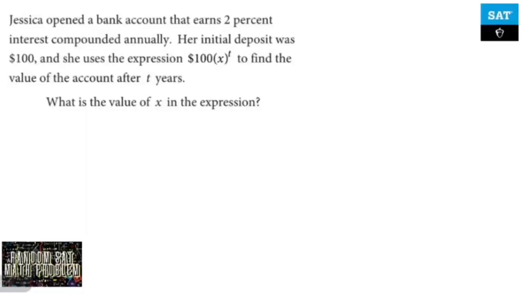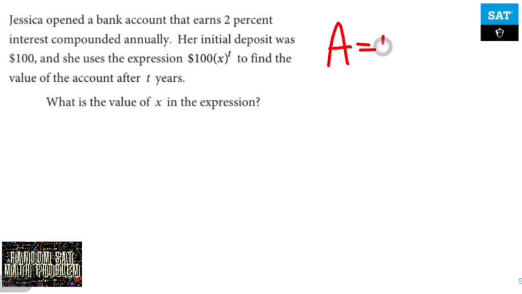Jessica opened a bank account that earns 2% interest compounded annually. Her initial deposit was $100, and she uses the expression 100 times x to the t to find the value of her account after 2 years. What value is t in this expression? All right, so this is the equation that immediately pops into my head. Whether you have this memorized or not, it's completely up to you, but this is the compound interest formula.